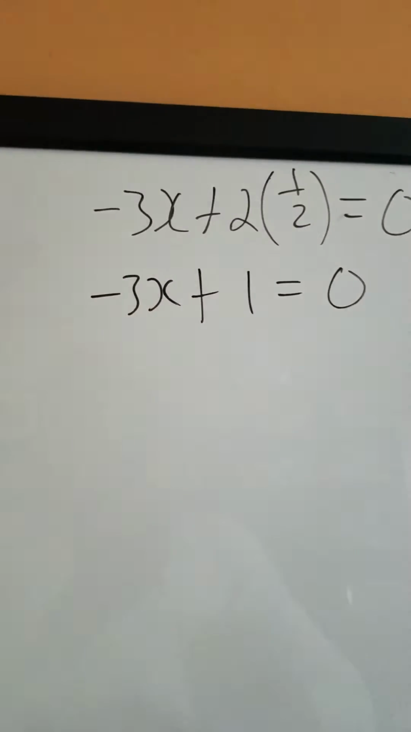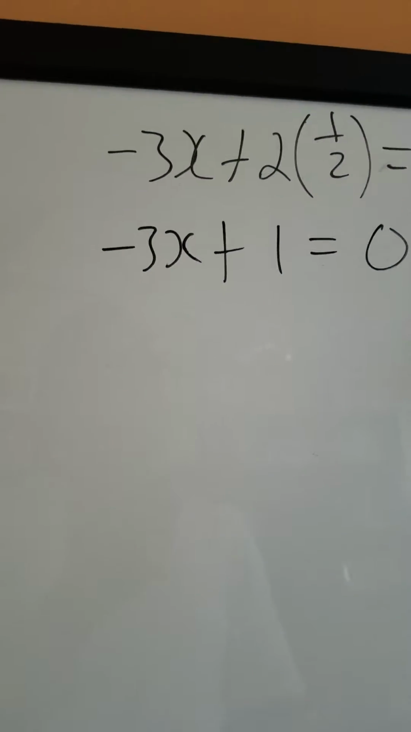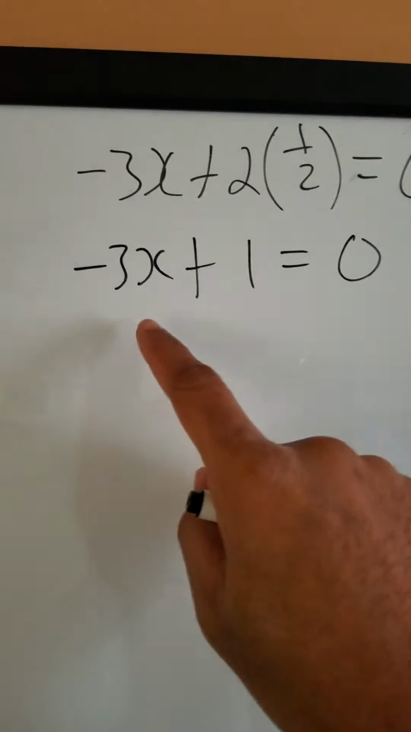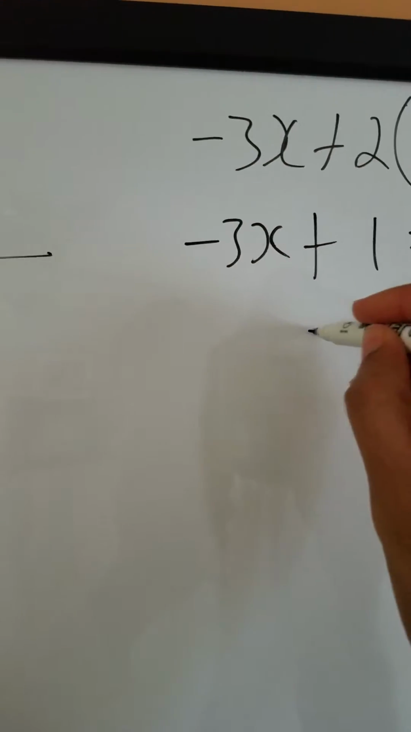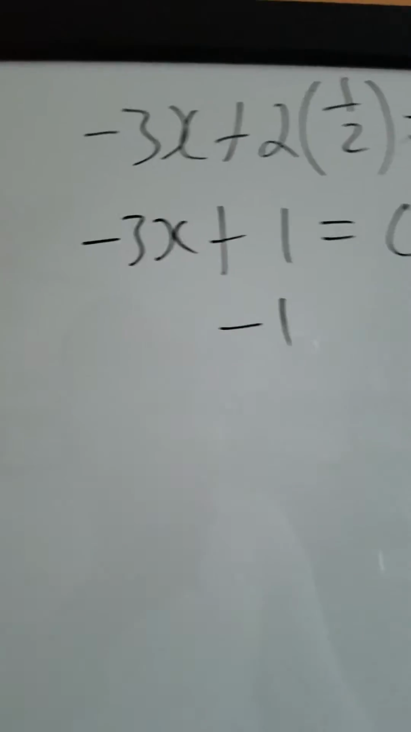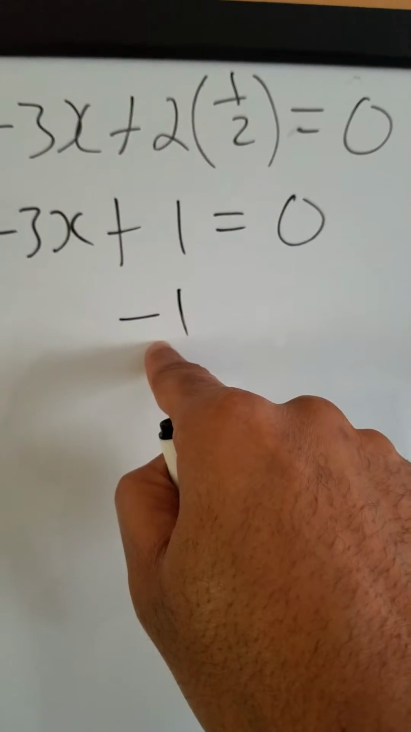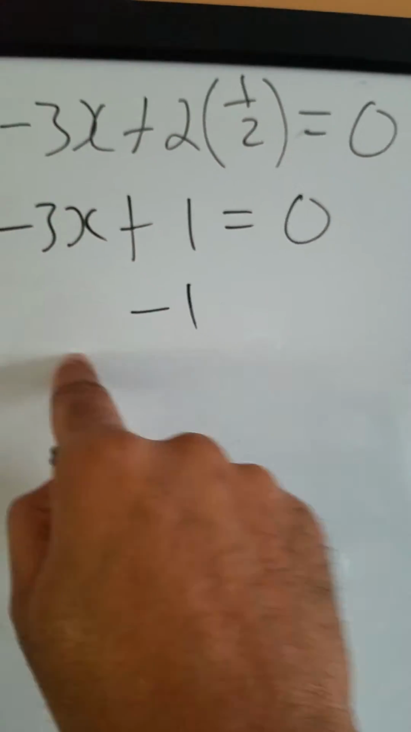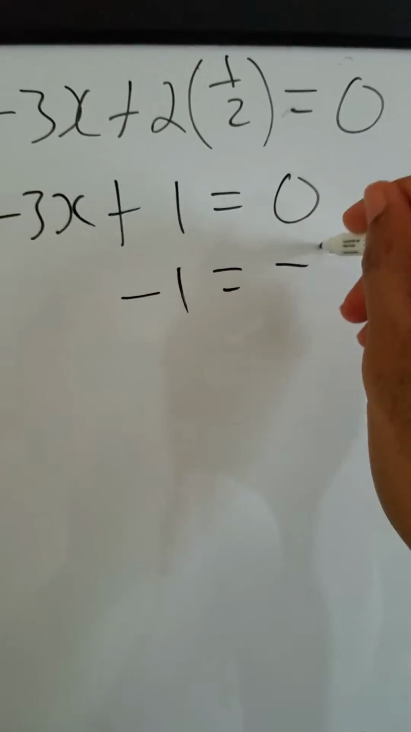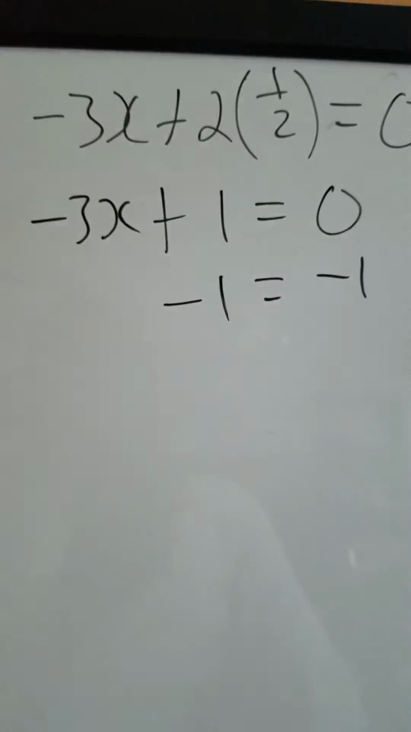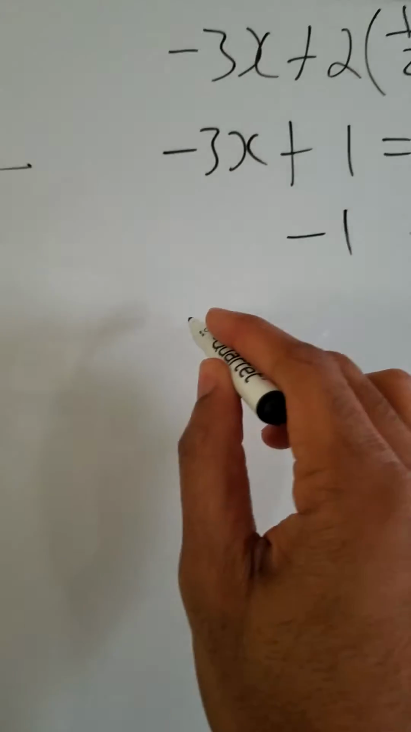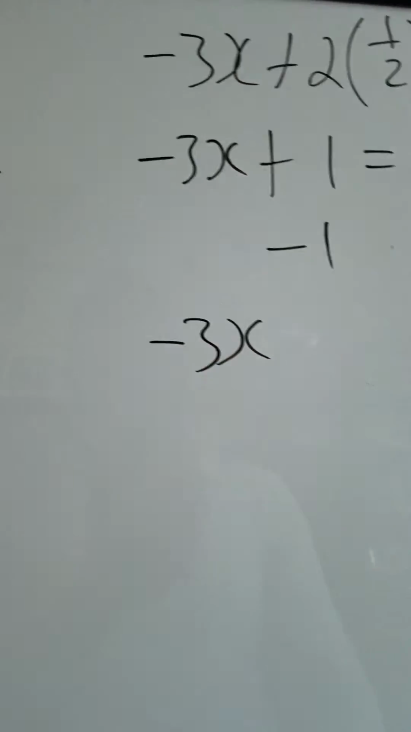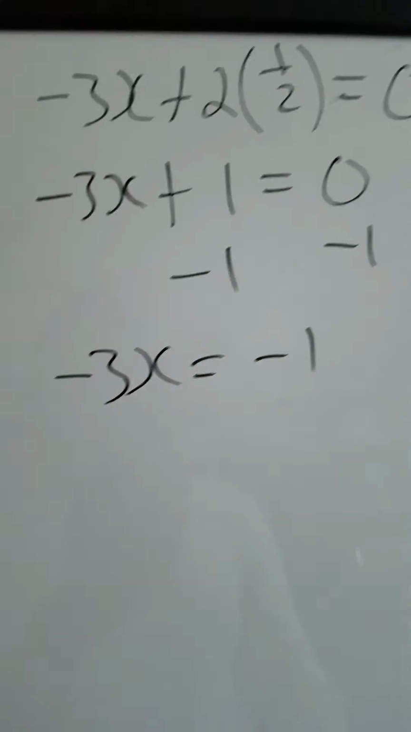Now to get the negative 3x by itself, because we want to find the value of x, so we have to get the x term by itself, we need to subtract 1 so that we can get rid of this positive 1. But if we subtract 1 from this side of the equal sign, we also have to subtract 1 from this side of the equal sign. And so what we have left is the 1's cancel, and we have negative 3x equals negative 1.